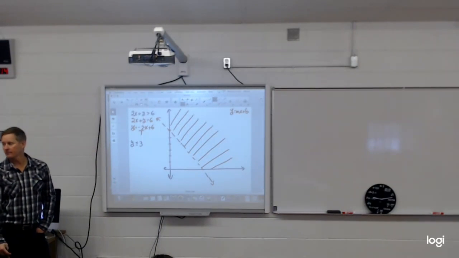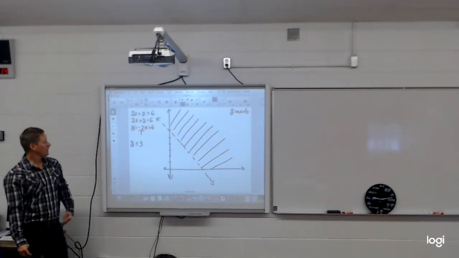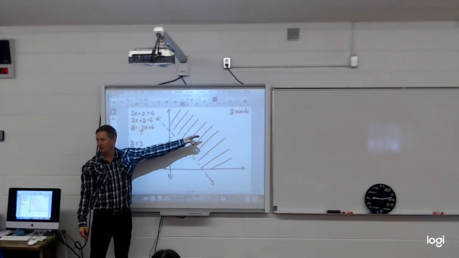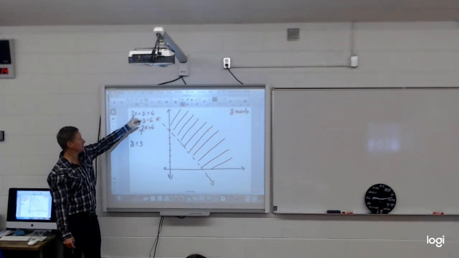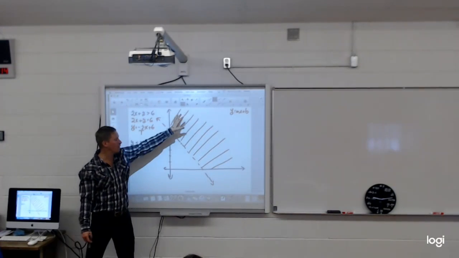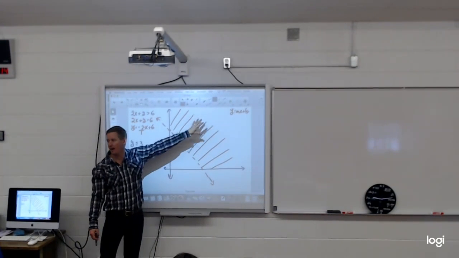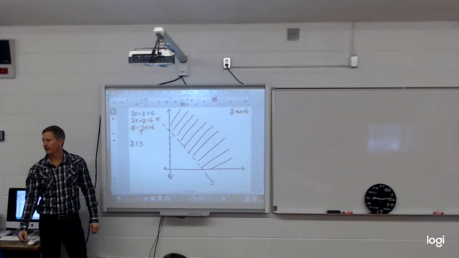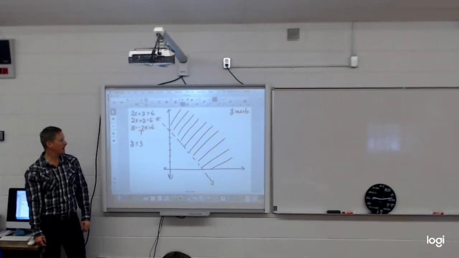So why would you shade above it instead of underneath it? Because if I pick any coordinate over here now, let's say I pick 6 and 6, and I put 6 in here, that's 12, 12 and 6 is 18, 18 is greater than 6. So that means that any coordinate I find in this area makes that true. It'll make that greater than 6, okay?